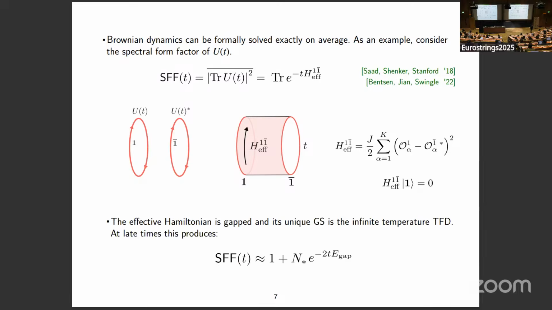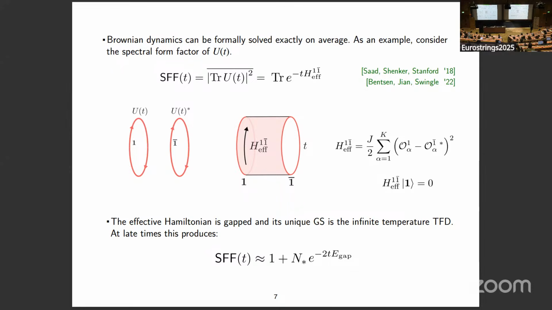Another interesting property which makes this sort of solvable at very late times for a generic set of operators is that the ground state of this effective Hamiltonian is known. It is the infinite temperature thermofield double. And if the operators are generic enough, we expect the Hamiltonian to be gapped. We expect this ground state to be unique. And so at very late times, this kind of quantity will be dominated.